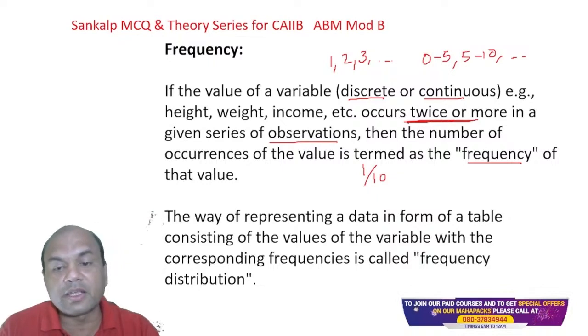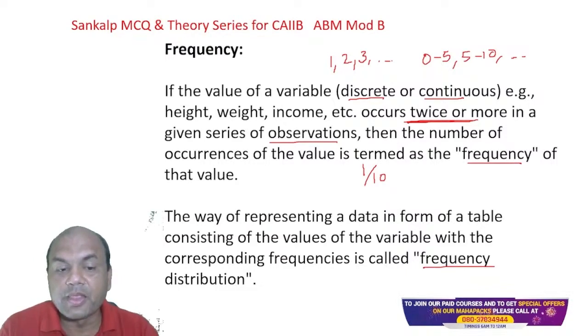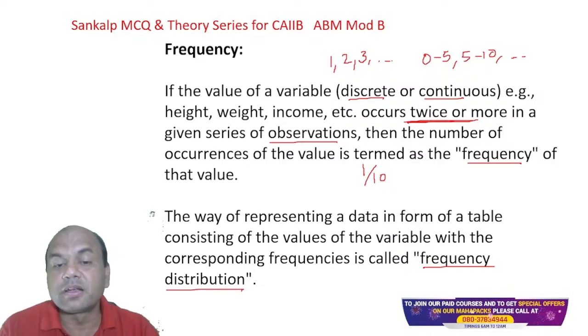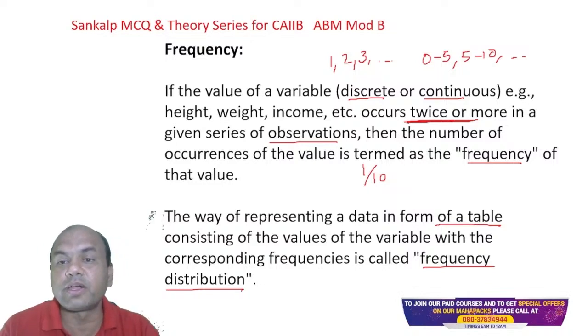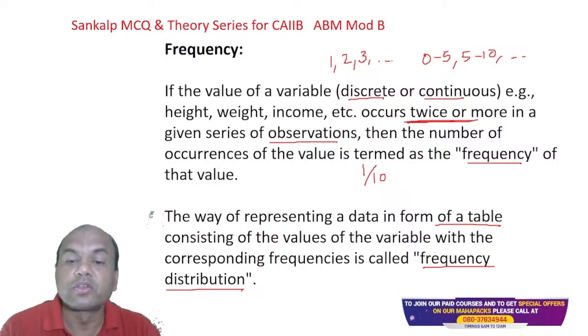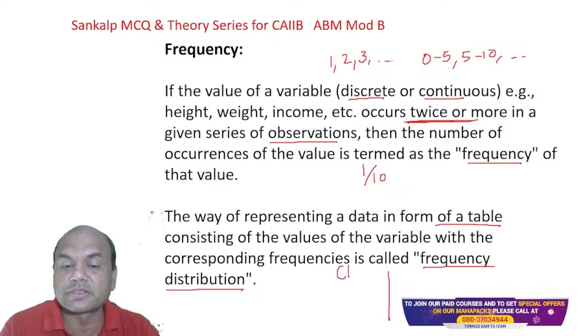The way of representing data in the form of a table, consisting of values of a variable with the corresponding frequency, is called frequency distribution. What is distribution? The way of representing the data in the form of a table. Suppose I take 0 to 5, 5 to 10, 10 to 15 and so on. When I make the table out of this, this is known as my class and this is known as my frequency.